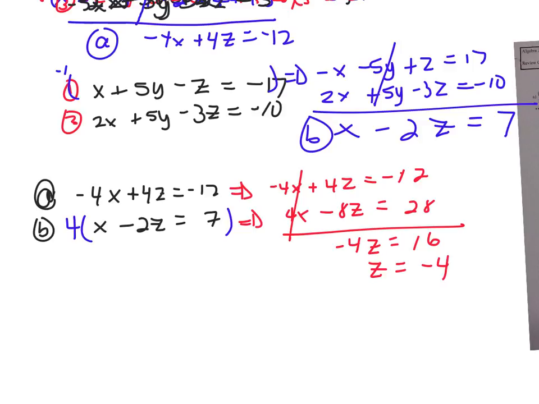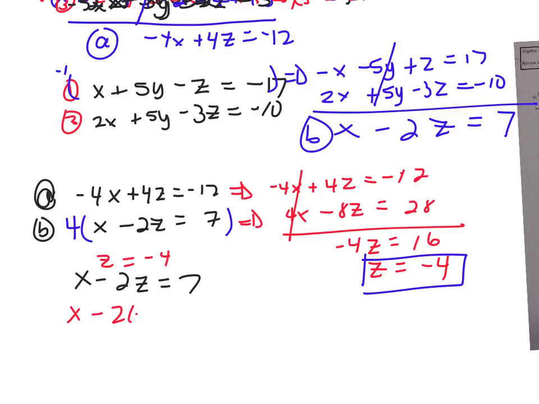Now I'm going to take z and plug it into a. Oh, actually, I'll plug it into b. So x minus 2z equals 7. Z is equal to negative 4 here. So x minus 2 times negative 4 equals 7. X plus 8 equals 7. Minus 8. X is equal to negative 1.